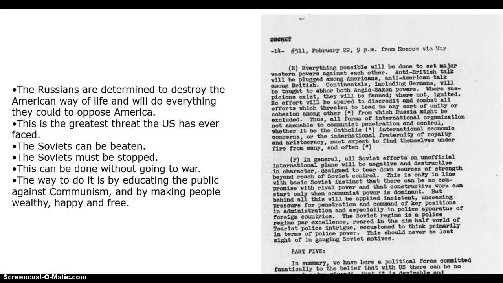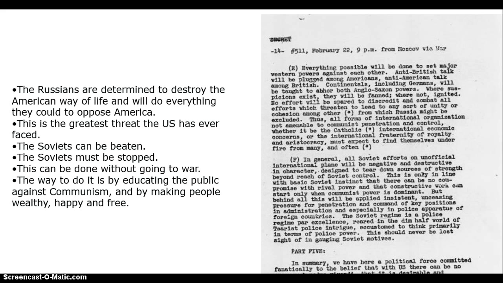Kennan, therefore, is saying that this is the greatest threat the US has ever faced. Now, that's quite strong language when you think that they've just come out of World War II. The Americans have defeated the German Nazis and defeated Japanese militarism. And here is Kennan saying this is actually a greater threat that we need to work to make sure can be beaten. And he's saying the Soviets can be beaten, and we can do it without having to go to war. The way that we can do that is to basically educate the public about communism, about how bad it is, and make sure that the people are wealthy, happy, and free, and not in need of turning to communism.